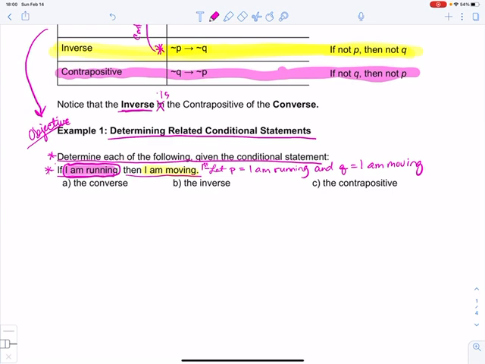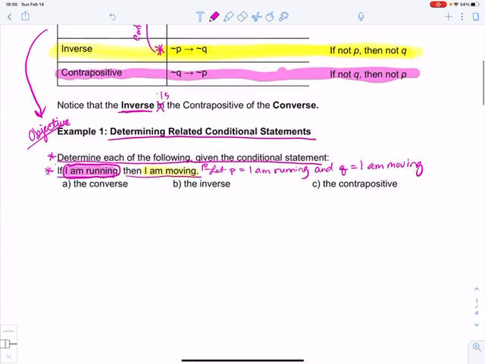Now, we want to determine each of the following given the conditional statement. They're going to ask you to do this in MyMathLab, and it is as simple as it looks. All right, so the converse, so this is an if-then statement. So we have right here, if I'm running, then I'm moving. And we can first start with it: P implies Q.